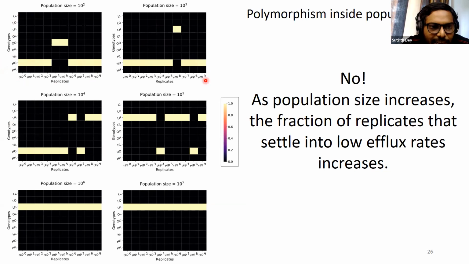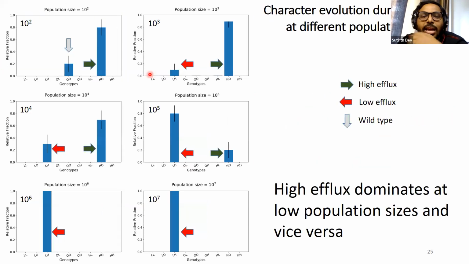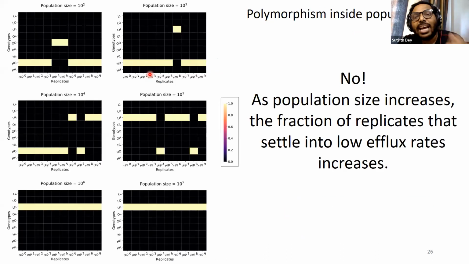So what you can straight away see is that for every single replicate, it's one genotype and nothing else. So there is no polymorphism happening over here. It is simply what fraction of the replicates is going towards high efflux versus low efflux. So what we ended up seeing is that as you increase the population size, you are going to have low efflux evolving in these kinds of conditions, when you have sign epistasis and differential mutation rates acting together.